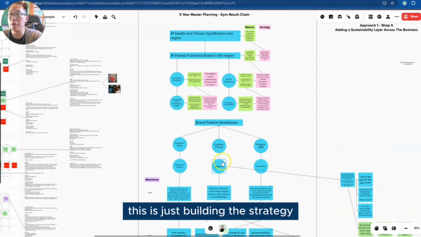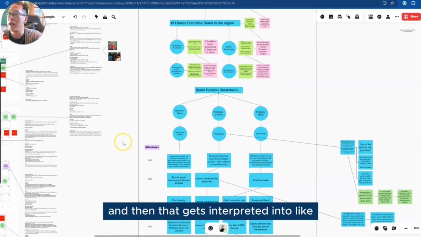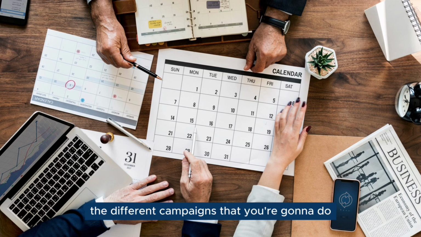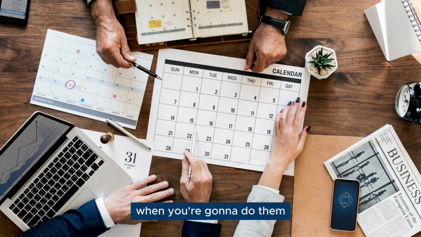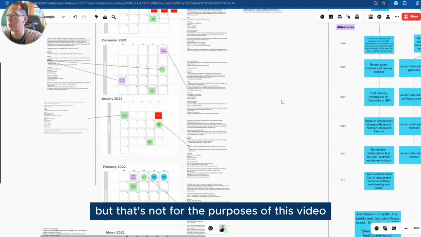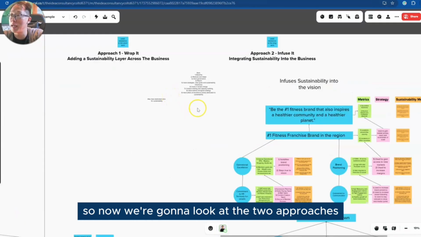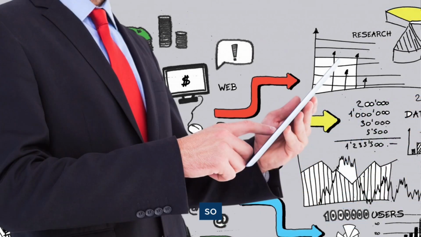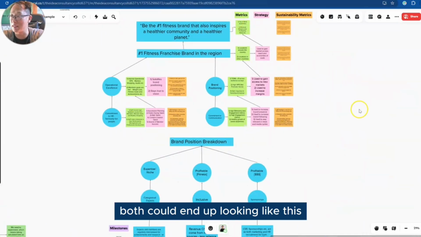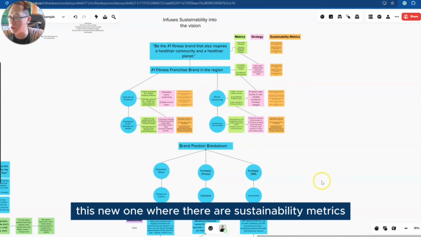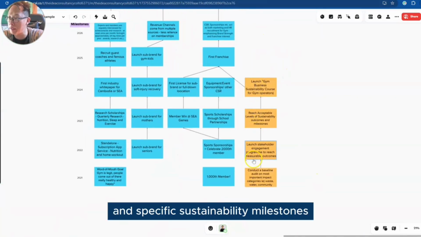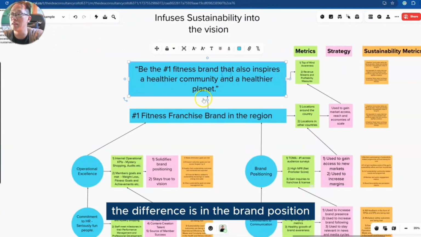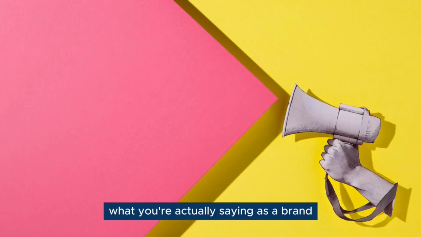This is just building the strategy, building the roadmap, and then that gets interpreted into a 1-year action plan for when you launch, the different campaigns that you're going to do, and when you're going to do them as well. But that's not for the purposes of this video. So now we're going to look at the two approaches and how they wrap or infuse into the commercial strategy. Both could end up looking like this new one where there are sustainability metrics and specific sustainability milestones in the 5-year planning. The difference is in the brand position, what you're actually saying as a brand.